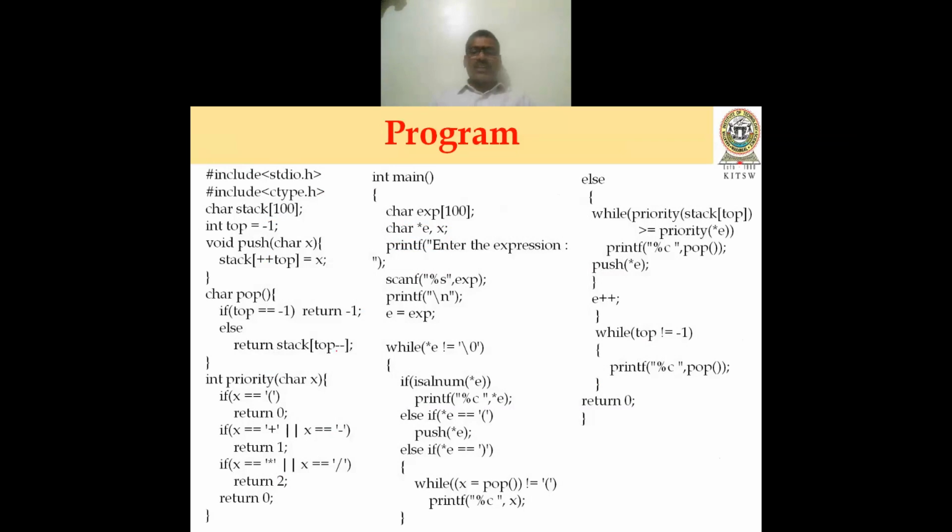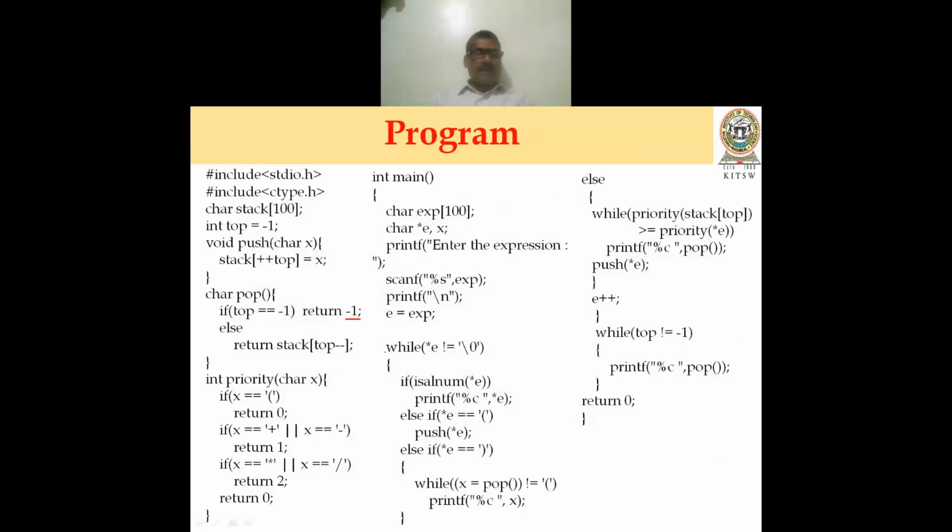So this is the program here. In this particular program, we are implementing our own stack operations to store these operators. This is a character stack, with top equal to -1. In push, we push a character, because operators are again in character form: stack[++top] = x. And this is pop: if top is equal to -1, we return -1, else return stack[top--]. So this is what we call the push and pop operations in the stack.